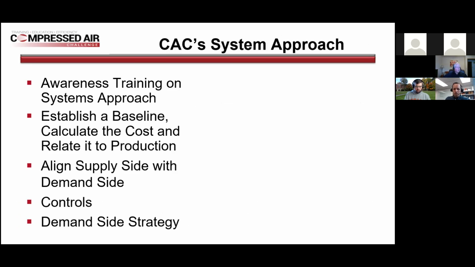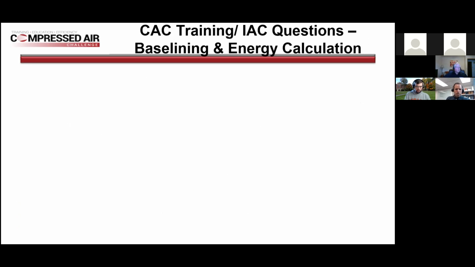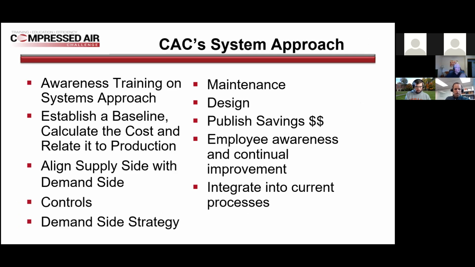So again, the systems approach really covers the whole thing, from training and awareness, which we feel is really important, and then baselining, and of course keeping the supply aligned with the demand, controls, which we'll talk more about, maintenance, design, and the demand side strategy. Really important is to publish the savings and employee involvement, continual improvement, and then trying to integrate it into current processes. So making it something that a company does as part of what they do rather than something additional to what they do.